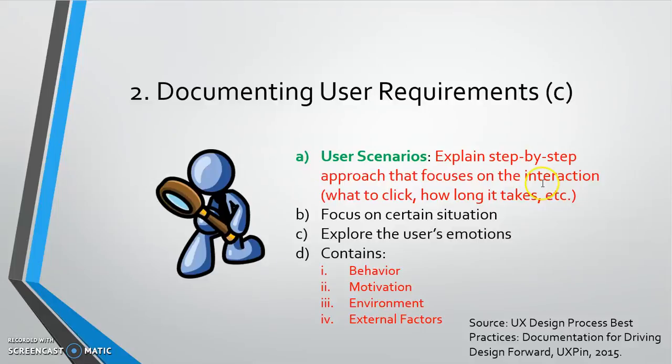I repeat again, step-by-step that focus on the interaction. What to click, how long does it take, or you can use several other parameters. Focus on certain situation. Pick those important situations only. Explore the user's emotion, and user story should contain behavioral, motivation, environment, and external factors.